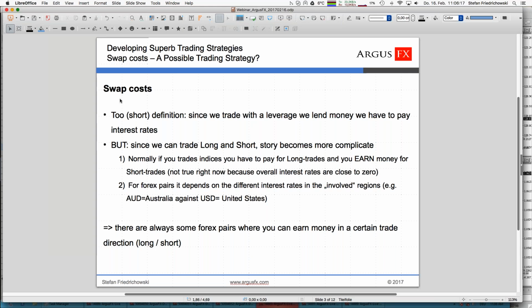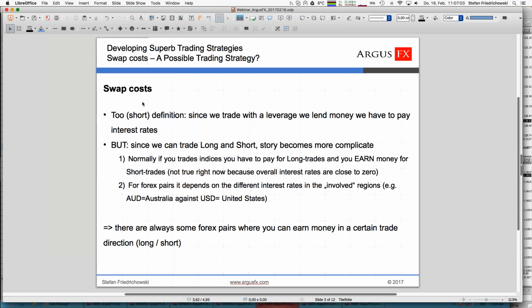Normally, you borrow money through your trading activities, and therefore it's more or less straightforward that we have to pay an interest rate on the borrowed money. The reason is that we trade with high leverages, and therefore we move around much more money than we have on our account. And moving around money means you have to borrow money, and that results in money which you have to pay. So this is just the interest rates.